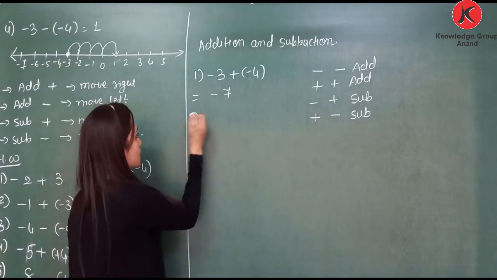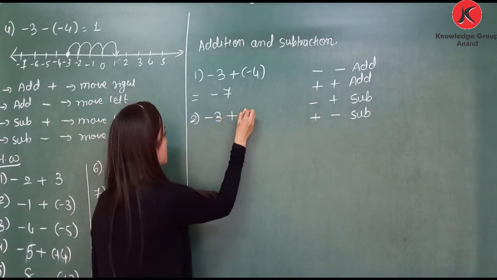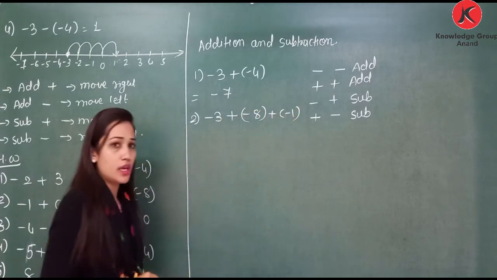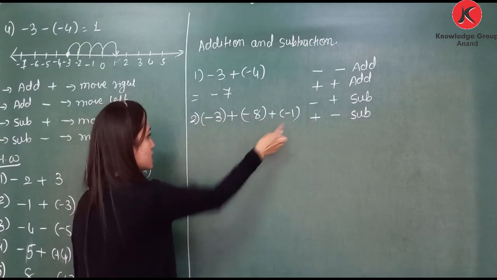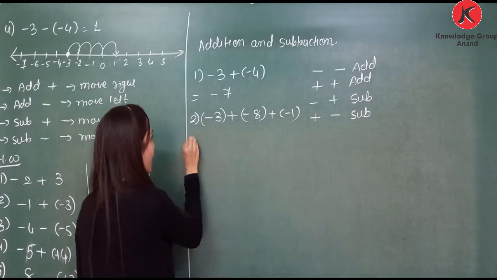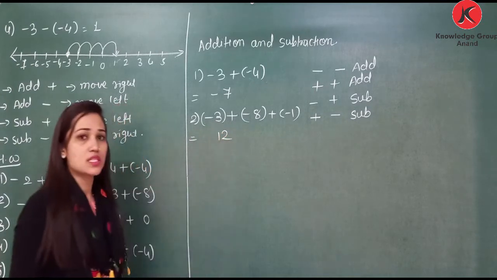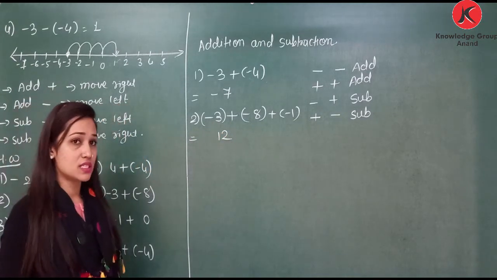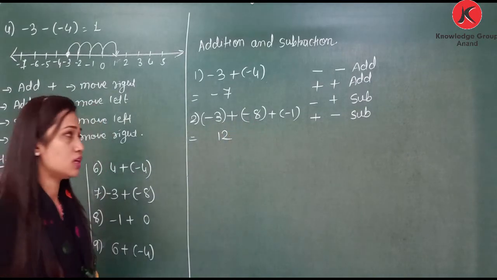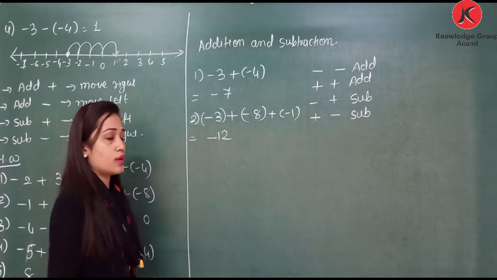So second, if we take -3 plus -8 plus -1, here you can see all signs are the same. So 3 plus 8 is 11, plus 1 is 12. Now what is the sign of the answer? It is negative, because 8 is the greater number and the sign of 8 is negative, so the answer is -12.